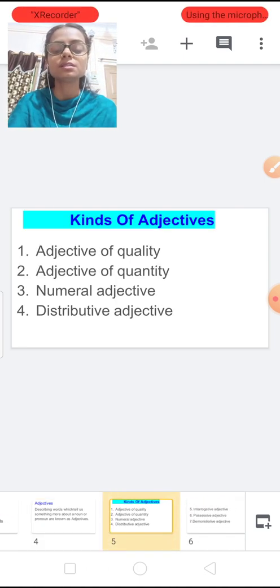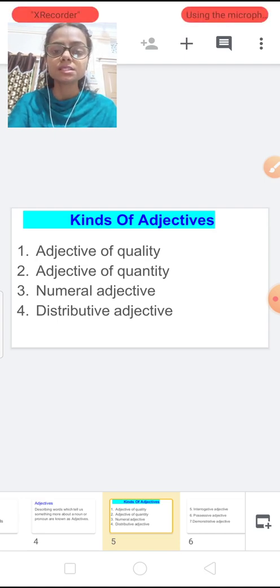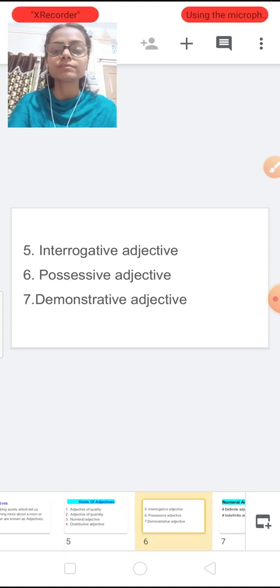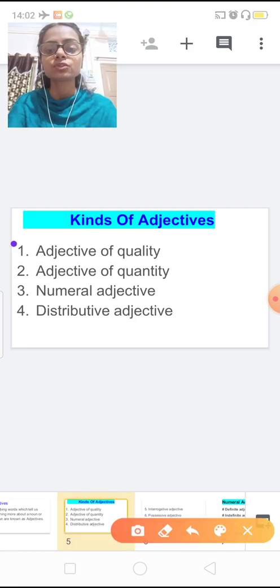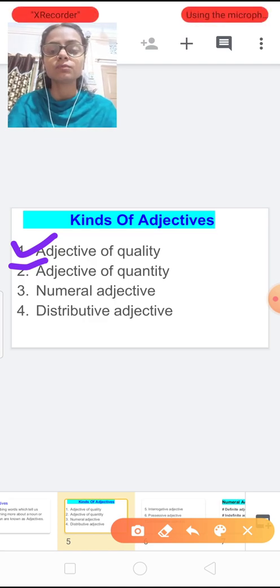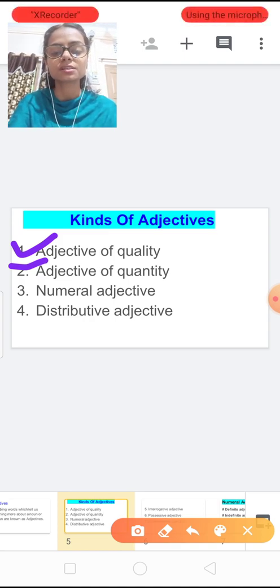Now let's see the kinds of adjectives: adjective of quality, adjective of quantity, numeral adjective, distributive adjective, interrogative adjective, possessive adjective, demonstrative adjective. Out of these 7, 2 we had already covered. So today we will start with the numeral adjective. Let's start our new session.